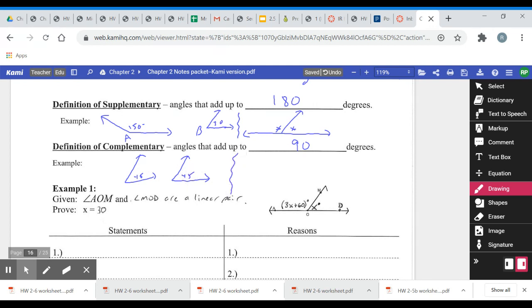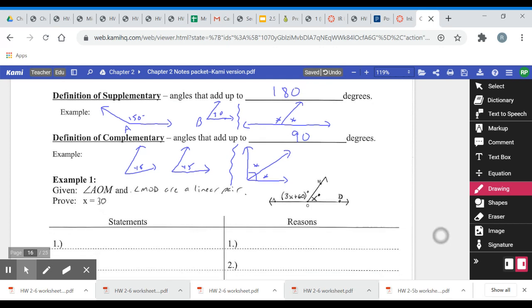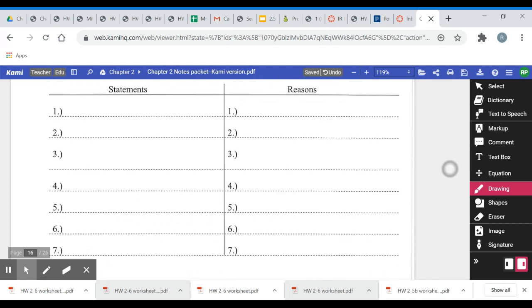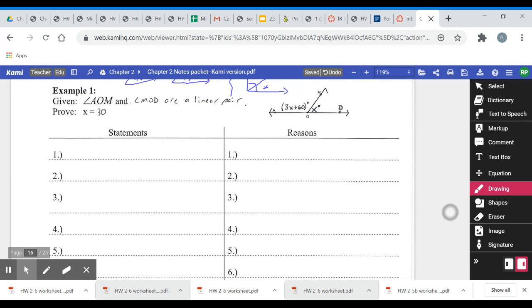Okay, but I could end up having an angle that is a right angle, and say I have two angles here and here that form that right angle, then I could say those two angles would be complementary to each other. Okay. All right, from there, we are going to start a geometry proof.